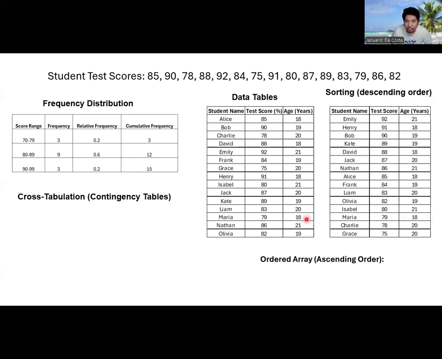You can also organize it in a descending order, meaning from the highest to the lowest. For example, Emily is number 1, so Emily is the highest. Emily has a test score of 92, and Emily is 21 years old. And the next one is Henry. Henry's test score is 91, and Henry is 18 years old. So basically, you're sorting it in a descending order from the highest to the lowest.